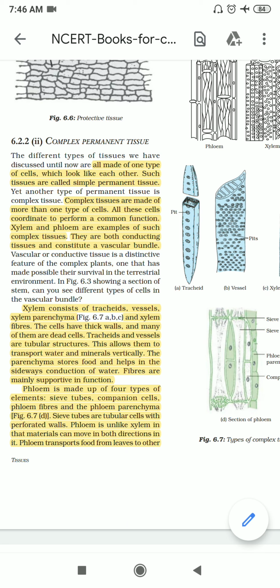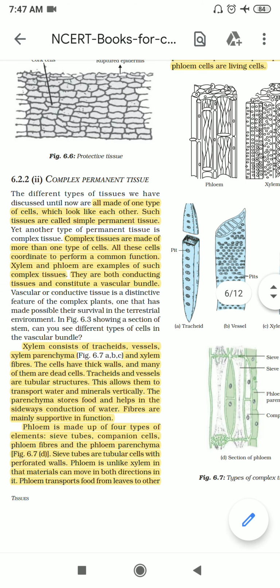Now, as we have already discussed permanent tissues and simple permanent tissues, today's topic is complex permanent tissues. Complex permanent tissues are those tissues which are not of the same type of cells. They are made up of more than one type of cells. Till now, we have read all the tissues which are made up of a single type of cells. But here we are going to learn about complex permanent tissues which are made up of more than one type of cells. The most common examples of this are xylem and phloem.